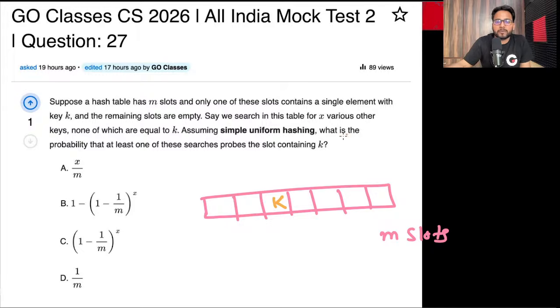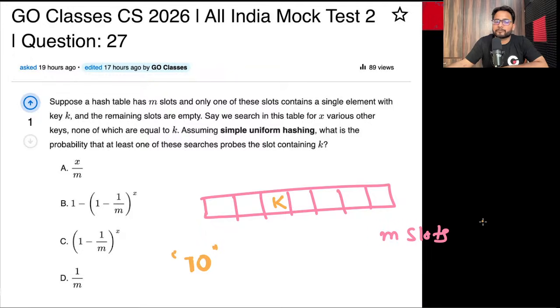Assuming simple uniform hashing, which means that every key gets an equal chance. Let's suppose I'm searching for 10, then 10 will have equal probability to map to any of the slots. Simple uniform hashing means this. What is the probability that at least one of these search probes the slot containing k?